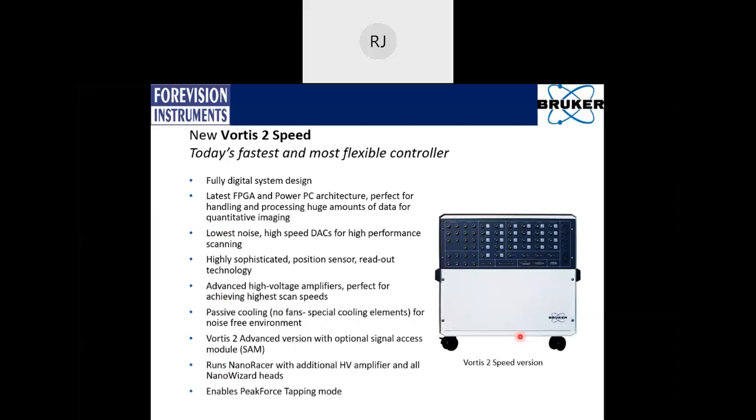Coming to the scanner controller, it has a new Vertex 2 speed controller. It is designed with optimized parameters to give you high throughput and high performance with faster acquisition rates. Its position sensor readout technology is highly sophisticated so that noise levels are minimal. We have an additional signal access module so that you can access the signals for external use and do your own user-defined programming to perform experiments your own way. It has an additional HV amplifier used for driving the piezo with low noise and a perfect scan drive. This system is equipped with PeakForce Tapping mode, one of the trademarks of Bruker, for challenging samples.